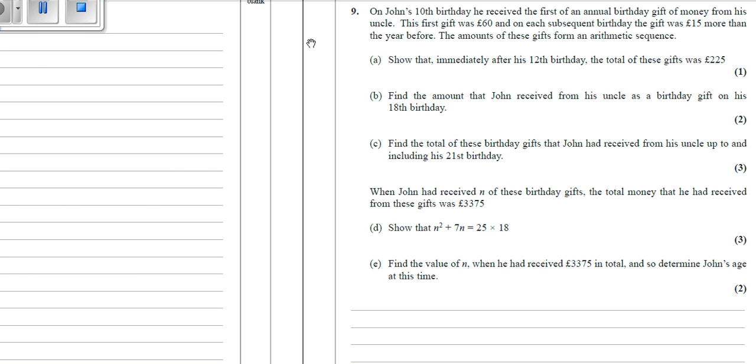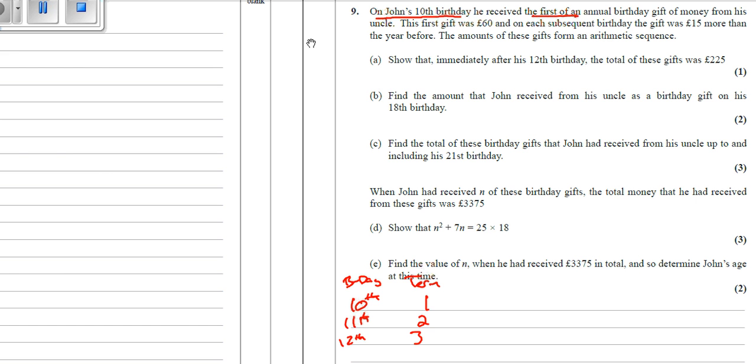Okay, so the next topic is looking at sequences and series. The first thing we have a look at in this question, it says on John's 10th birthday, the first of an annual birthday gift. So therefore the 10th birthday equals the first term. The 11th birthday will be the second, the 12th birthday will be the third.